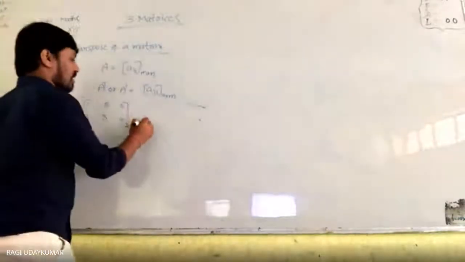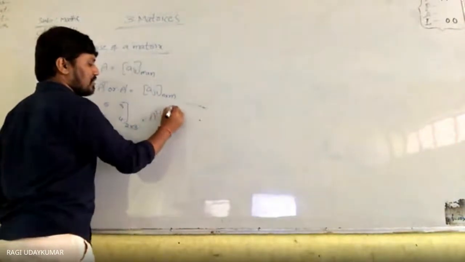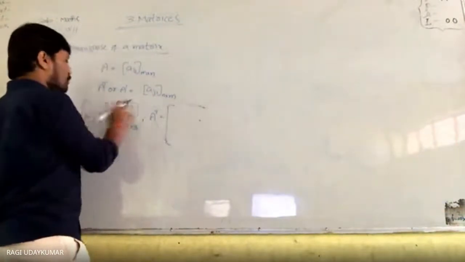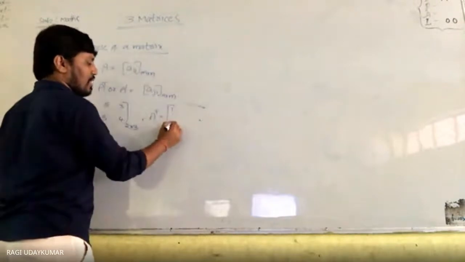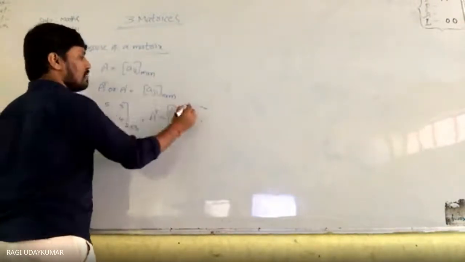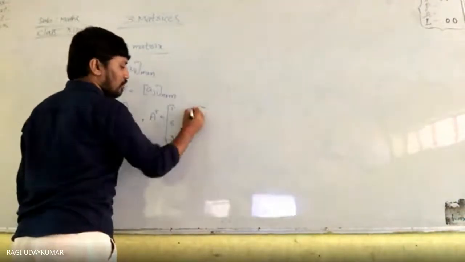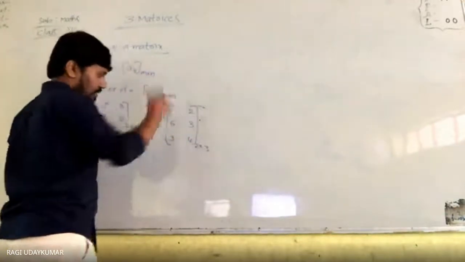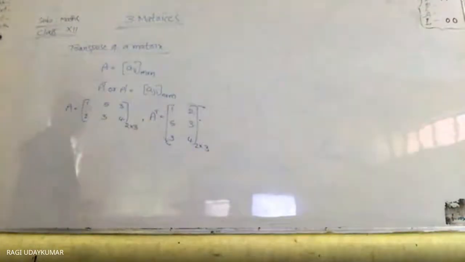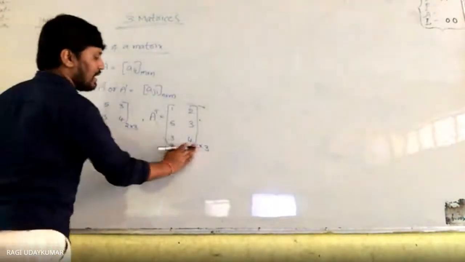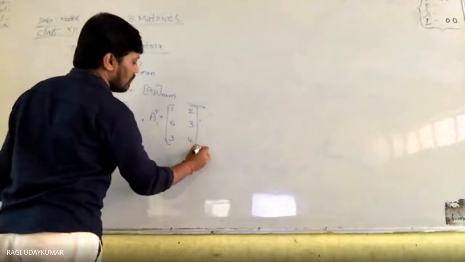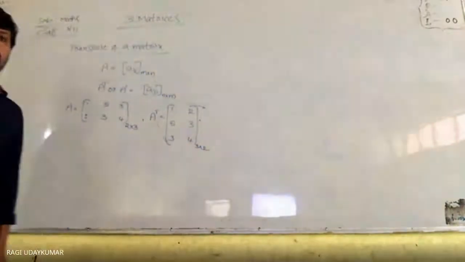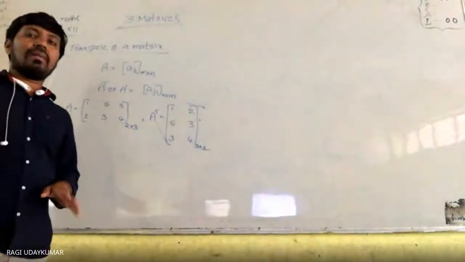The transpose of this matrix is written such that each row is written as a column: 1, 5, 3 and 2, 3, 4. Then this order, which was 2 by 3, will become 3 by 2: 3 rows and 2 columns. So this is called the transpose of the matrix.